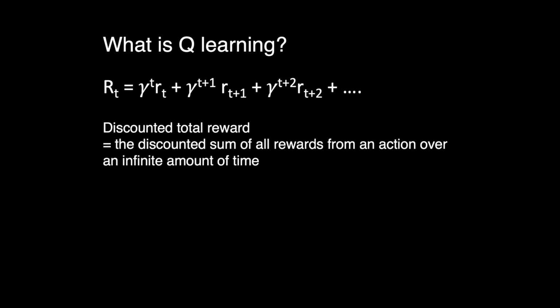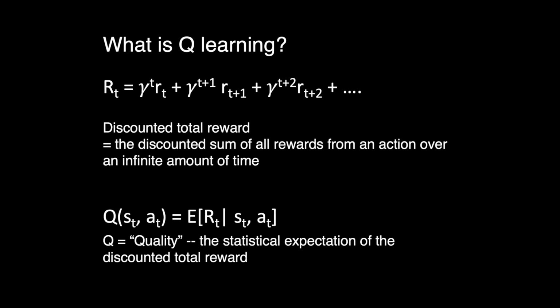Now, what is Q learning? You already know about the discounted total rewards. It is the discounted sum of all rewards as the consequence of an action over an infinite amount of time. And here is the Q function. Q stands for quality. It captures the quality of an action. And Q is the statistical expectation of the discounted total reward.